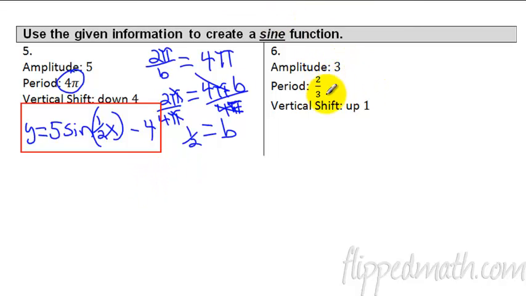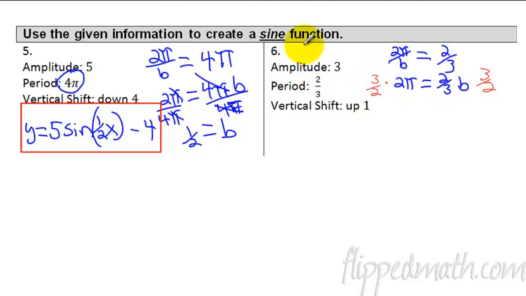Okay, so let's do this again. Again, we're going to use the period. So we'll say 2 pi over b. This represents the period, and we know it has to equal 2/3. So let's solve for b. 2 pi equals 2/3 b, and then we're going to multiply both sides by 3/2, because that's going to make a bunch of stuff cancel. The 2/3 and 3/2 cancel. The 2 and the 2 cancel, and we're left with 6 pi. That is our b.